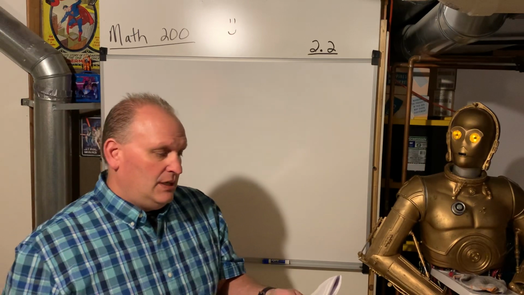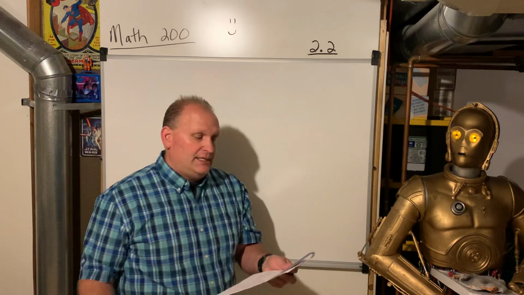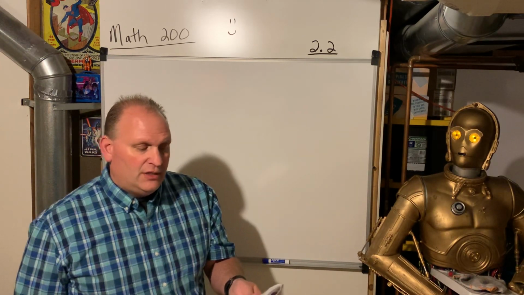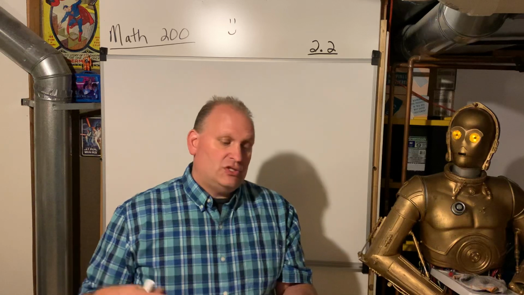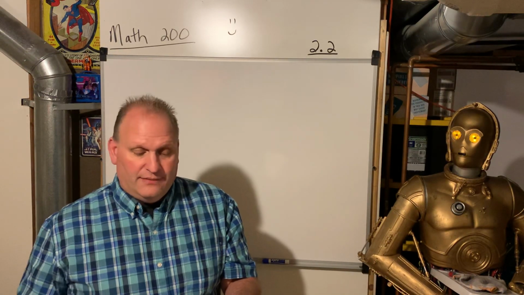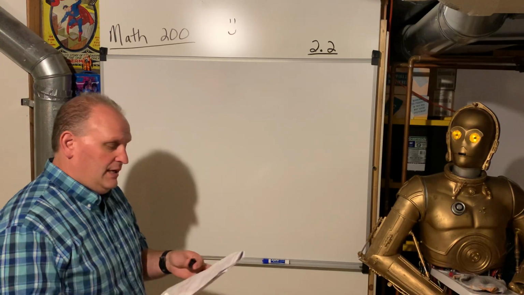All right, so let's jump in. We've got 7 steps. Read it, identify what you're looking for, name what you're looking for, meaning give it a variable, translate it into an equation, solve the equation, check your answer to make sure it makes sense, and then state the answer. All right, so let's take a look at number 1.